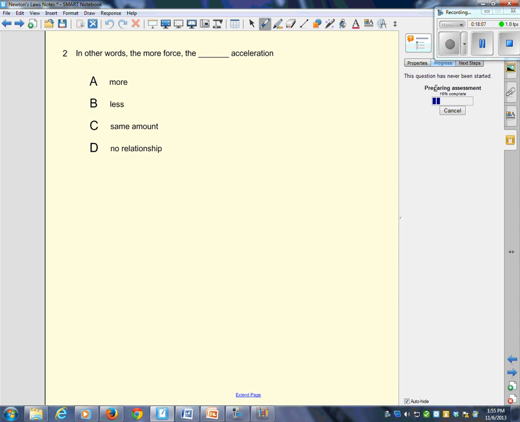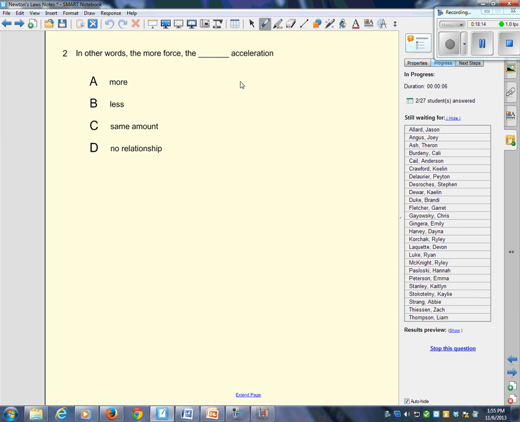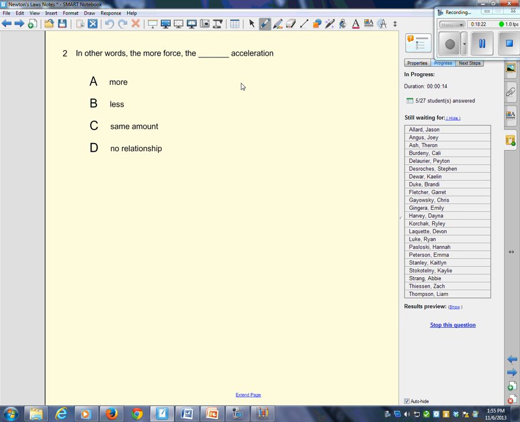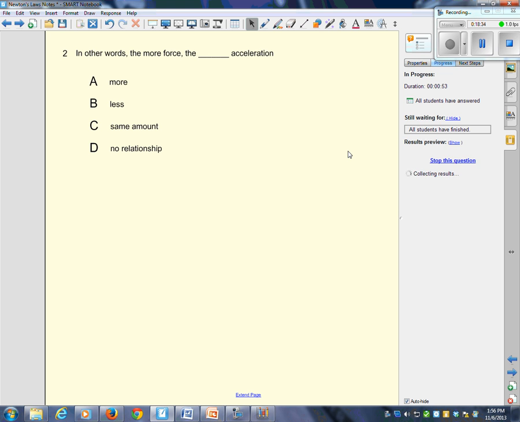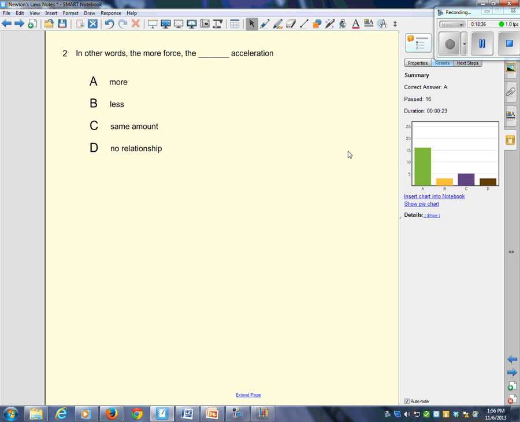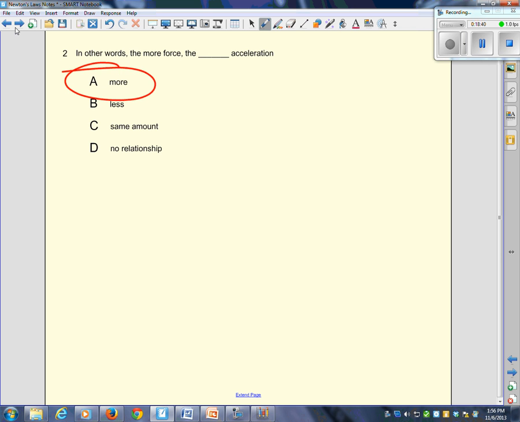This is what it means. In other words, the more force, the more acceleration, the less acceleration, the same amount of acceleration, or there's no relationship at all between force and acceleration. And the answer is not, it depends on what it was doing before. The correct answer is A. That is exactly what this means.